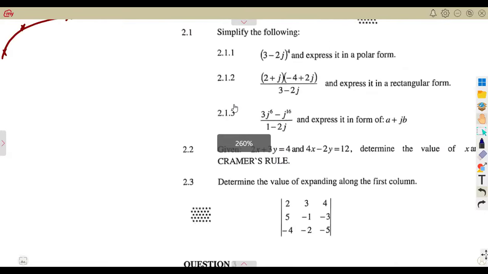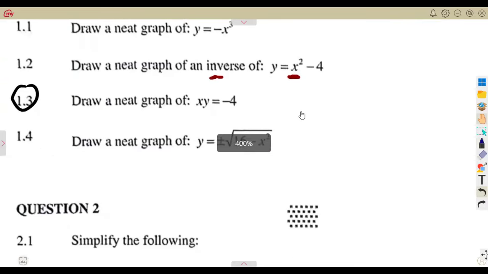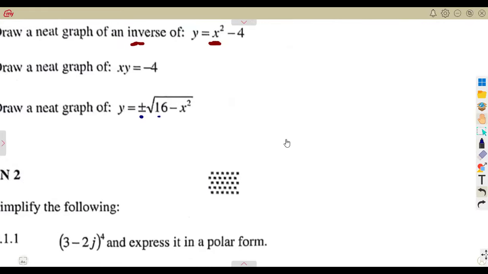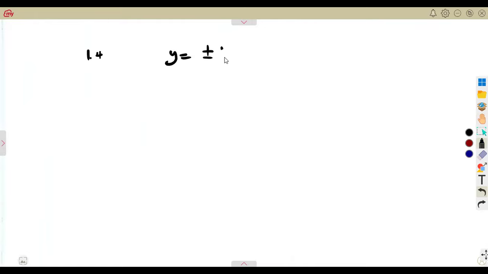So let's check another part, which is 1.4. Draw a neat graph of y is equal to plus or minus the square root of 16 minus x squared. All right, that is for 2 marks. Okay, what are we having there? The question is, what type of a graph are we having if y is equal to plus or minus the square root of 16 minus x squared? So this is simply a presentation of a circle.